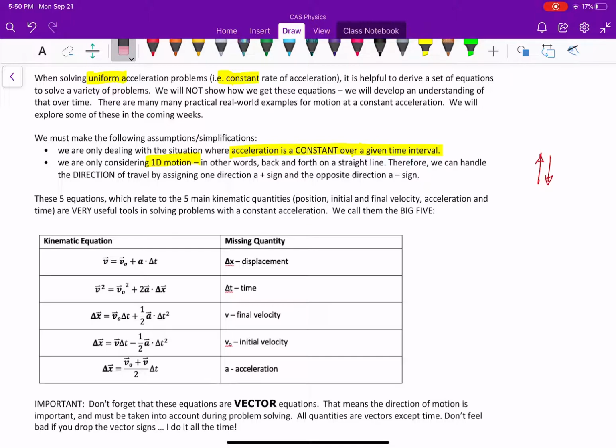Because we're dealing with 1D motion, we handle direction, forward or backward, with a positive or a negative sign. This is like what we did in the previous problems: if you assign a direction to be positive, automatically the opposite direction is negative. We'll keep that in mind as we solve the problems. Assigning a sign convention is a really important part of getting these questions right.